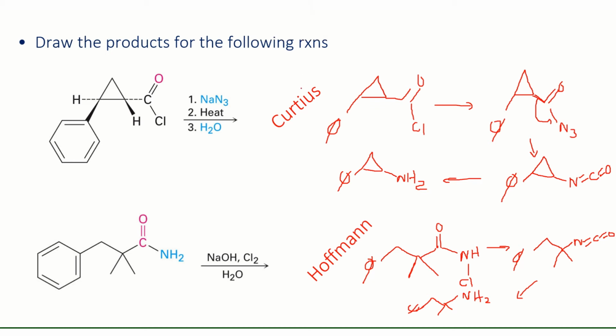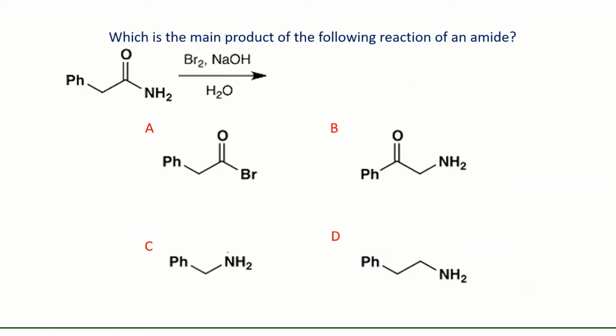I wonder what would happen if we used an alcohol to work up instead of water. Anyway, let's ask ourselves some questions. So for example, I have this one. It says here, which one is the main product of the following reaction of an amide? You can see immediately that this is the Hoffmann. Those are the Hoffmann reagents. So we'll convert and we'll discuss it in class. I'll pause it right here so that we can move on to the next one.